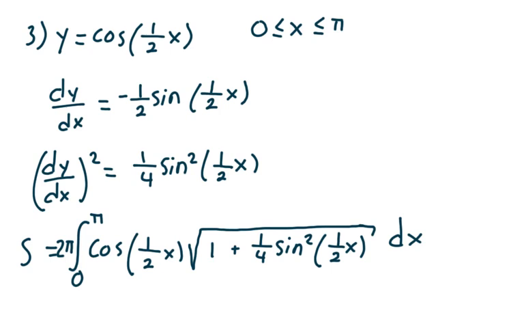In example 3, we have y equals cosine of 1/2 x, where x is between 0 and pi.